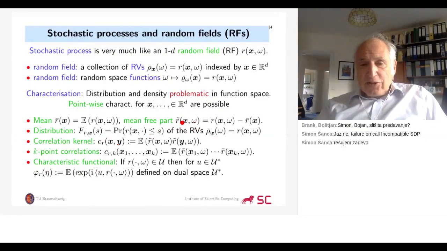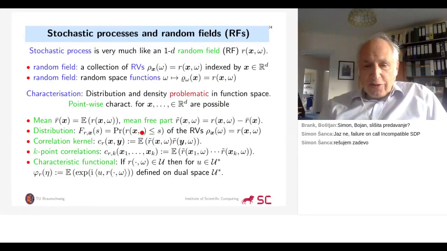Subtract it from a random function here and it gives me another random function which has mean 0. Now I can look at the distribution of R tilde or R at each point x. So we know how to do this. It's just a one-dimensional random variable now. What's the probability of this being less than s? And we saw this before. We saw this in several dimensions just a couple of slides before. So this is the distribution of the random variable rho x here.